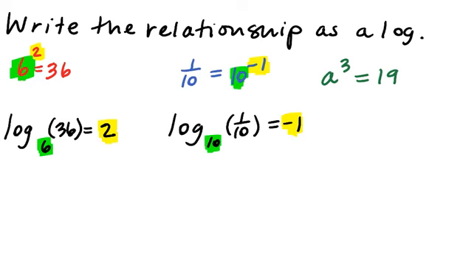And then a to the 3 equals 19. Okay, the base is a, so the base of the log will be a. Oh, wait, no, not 9. It's 3 because the log is the exponent. Means that log base a of 19 equals 3. The special exponent that I put on a to get 19 is 3.